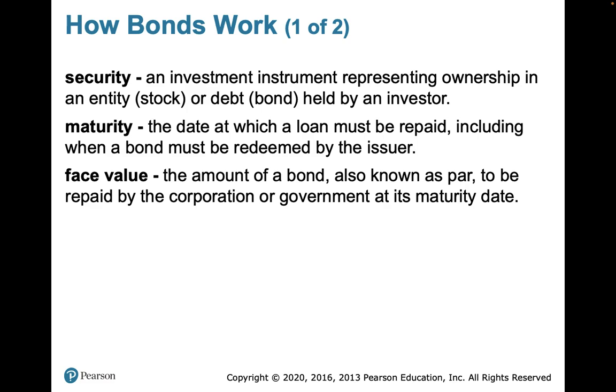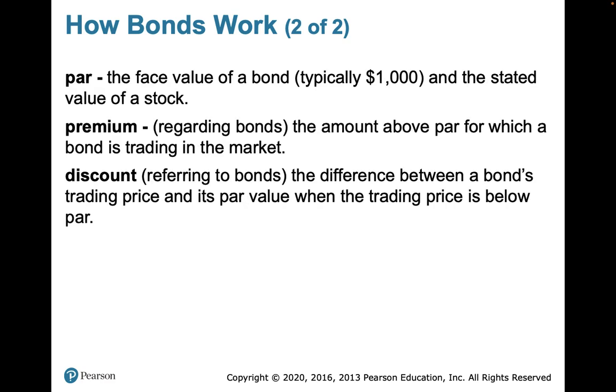Security is an investment instrument representing ownership, an entity stock, or debt bond held by an investor. When we say maturity, it is the date at which a loan must be repaid, the maturity date. Then we have face value, the amount of a bond, also known as par, to be repaid by the corporation or government at its maturity date. Then we have the par, which is the face value of a bond and the stated value of a stock.